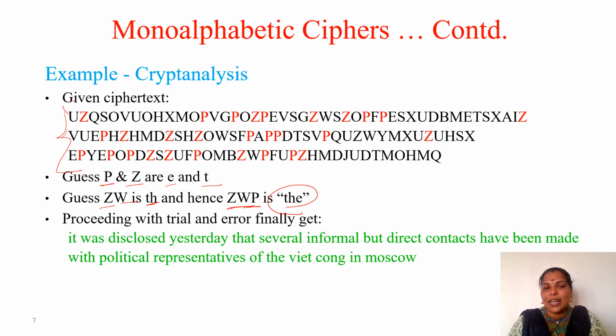We can see it was disclosed yesterday that several informal but direct contacts have been made with political representatives of the White Congress in Moscow. So mostly these ciphers are used in military and world wars and all, and the information is like this.